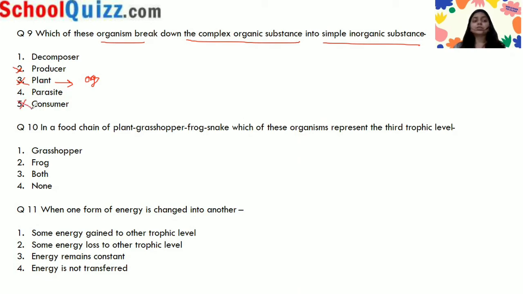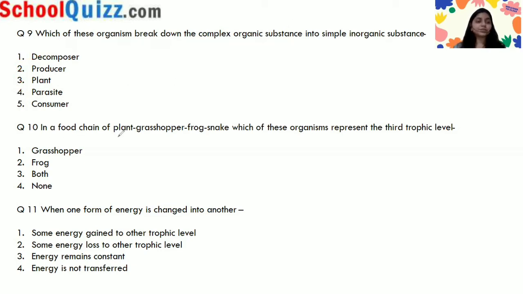Consumer is also not the answer because they consume or depend upon the producers. Decomposers, that might be. Parasite is also not the answer. We have seen what a parasite is. So the answer will be decomposer. They feed on dead material and break down complex organic substances into simple inorganic substances.